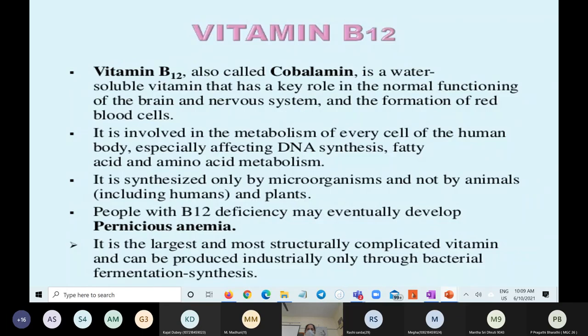Now this is the largest and most structurally complicated vitamin, and it can be produced industrially only through bacterial fermentation synthesis. It is the only vitamin that can be synthesized industrially in this way. That is why we are going to study it here, because fermentation technique, biotechnology, is involved for the vitamin synthesis. Now we come to the production.